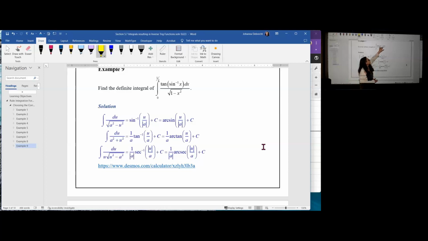And because arcsine is inside the tangent, this is making me think that arcsine needs to be my u. Sometimes you just have to try it and see if it works. If it doesn't work, if you can tell it's getting more complicated, back up and try something else.